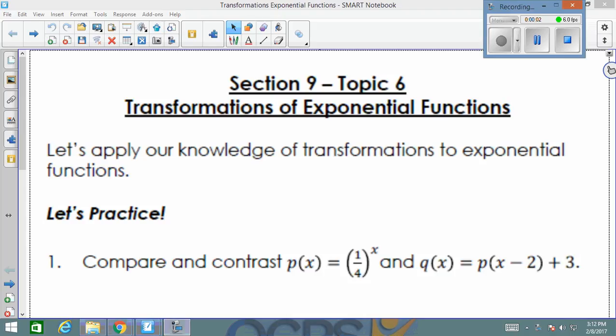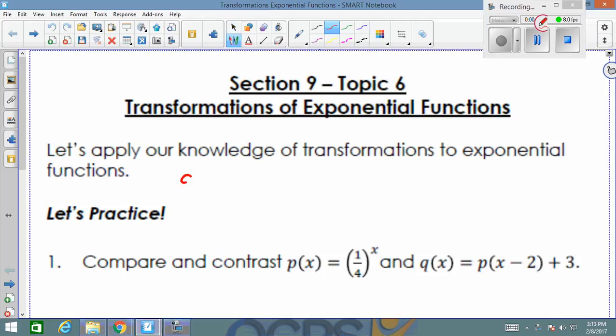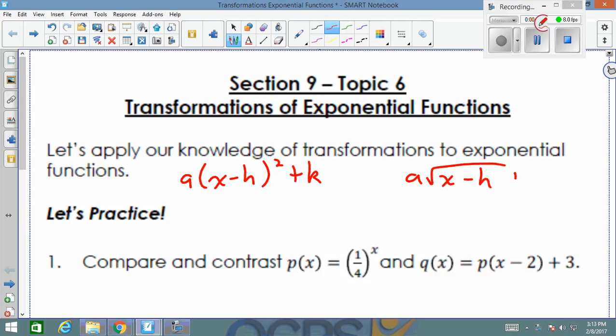Okay, so today we're going to talk about transformations of exponential functions. Remember we did quadratics, so it's a times (x minus h) squared plus k. And then when we did radicals, it was a square root of (x minus h) plus k. So now it's going to be a times b to the x minus h, plus k, where b is just a base. So they all do the same thing.